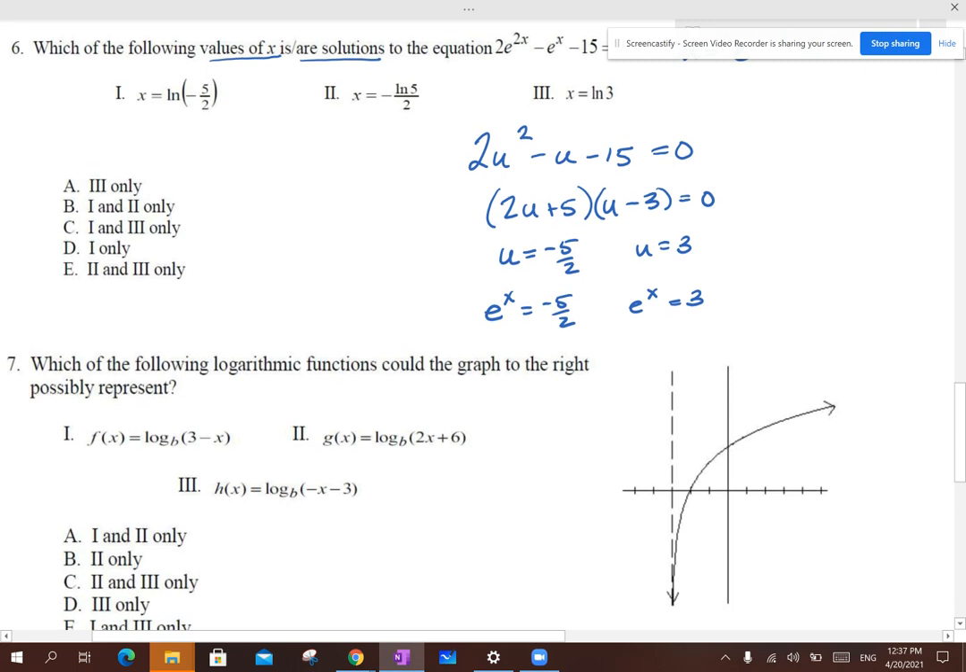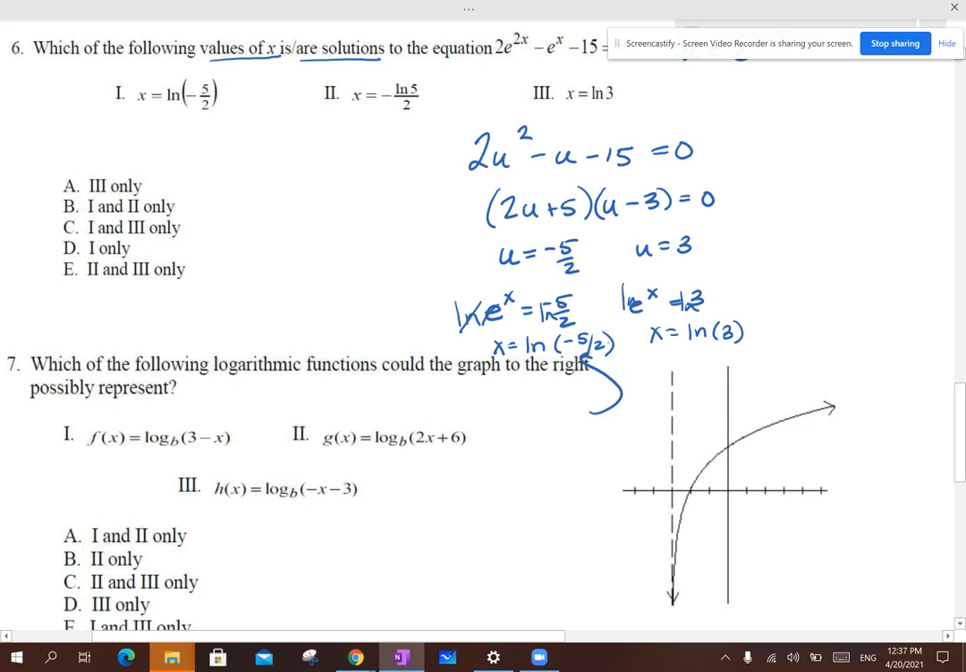And then from here, we need to solve. So remember, when your variable is in the exponent, you want to use the logarithm. So my base is e, so I'm going to take ln. So again, convert it to log form, take the ln of both sides, and then you get x is equal to ln of negative 5 over 2. We're going to do this over here. We're going to take the ln and ln, so we get x is equal to ln 3.